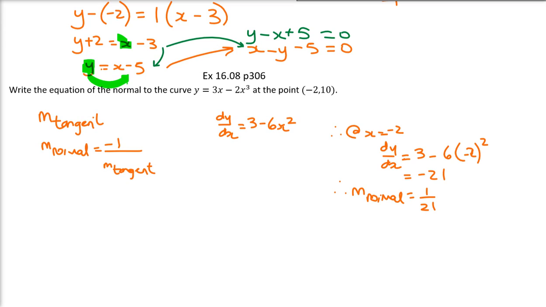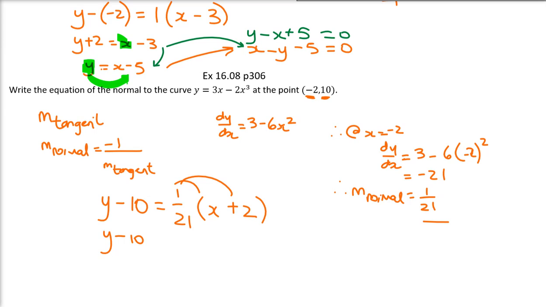Yep. And so therefore I've got y minus y1 equals m into x minus x1. Which, to be fair, I could just write down as x plus 2. Happy with that? Expand it out. And you get y minus 10 equals x over 21 plus 2 over 21. Happy?